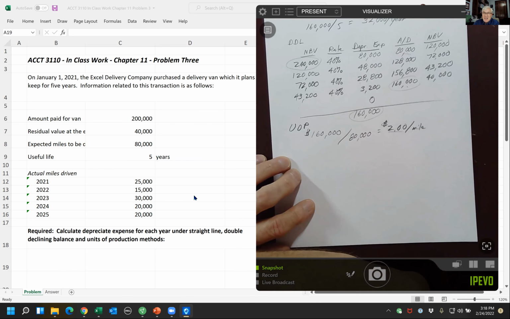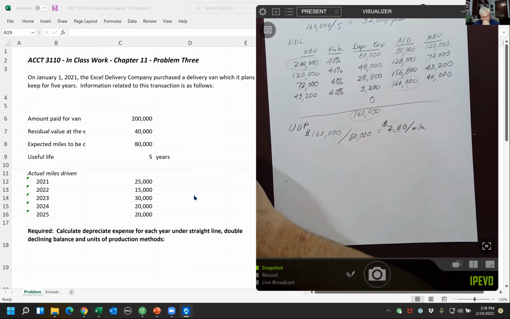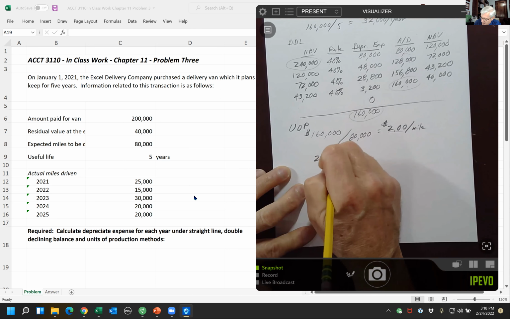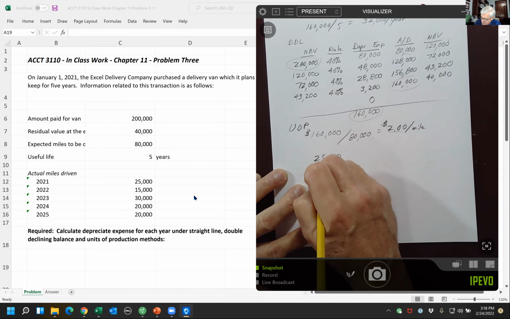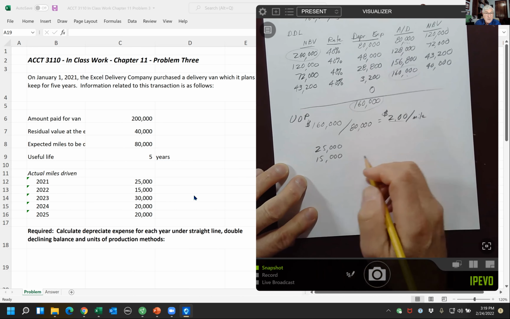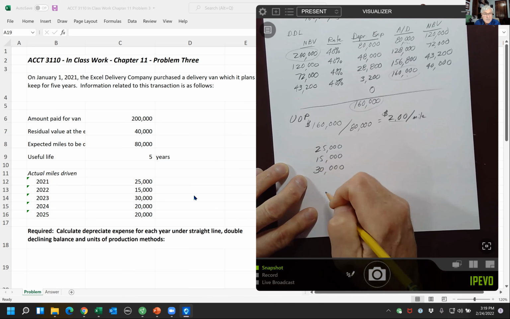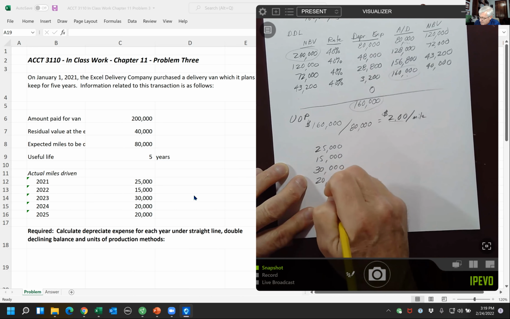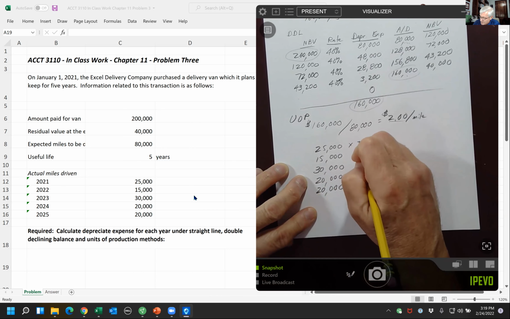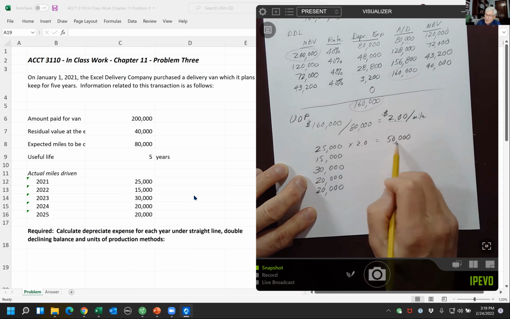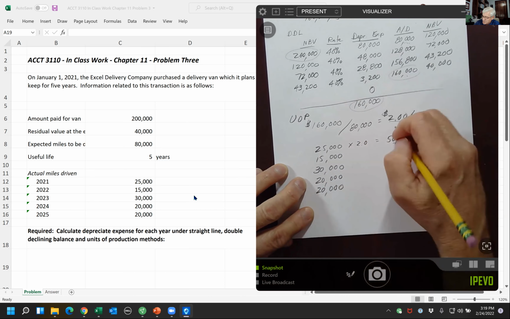Now we're not going to do it every mile they drive it. We'll do a journal entry probably at the end of the month or in the quarter, whatever accounting period. This one we're doing a year. So we've got 25,000 miles, 15,000 miles. I'm pulling them from the example up here. 30,000 miles. Year four, 20,000 miles. In year five, 20,000 miles. And they're all times $2. So first year, we're going to have a $50,000 depreciation expense.